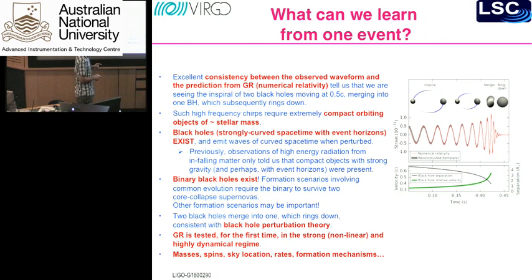But even more interesting, it's proof that binary black holes exist, that black holes can form and somehow find each other in binary pairs and merge within a Hubble time. And it's our first test of general relativity in the nonlinear, highly dynamical regime.